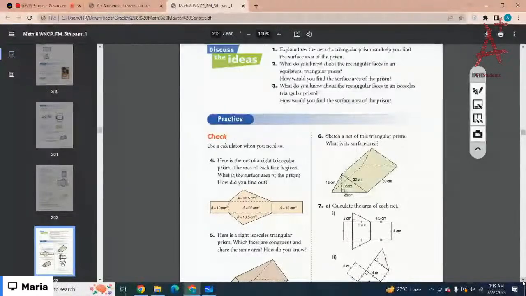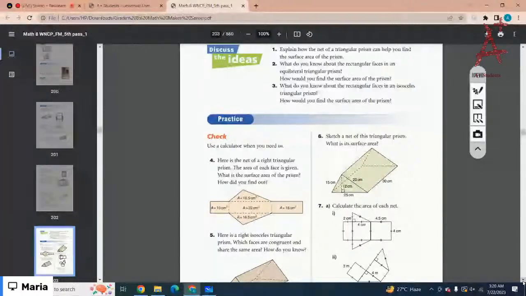16.5 plus 22 plus 16.5 plus 16 plus 10. So, the correct option is 81. You just have to add up all the values, that would be 81.